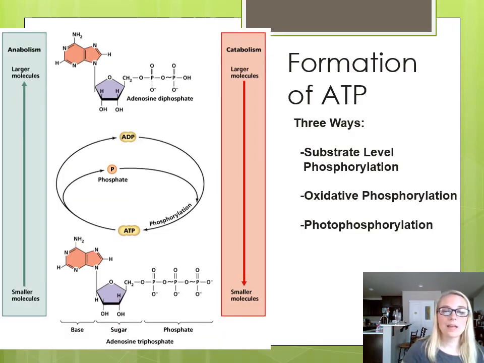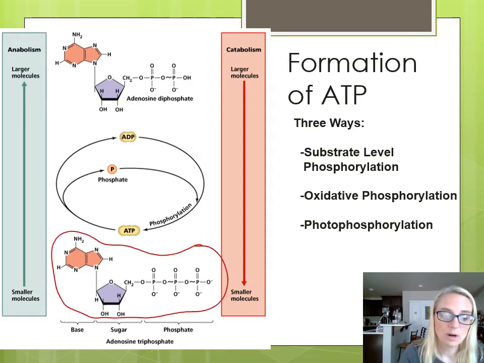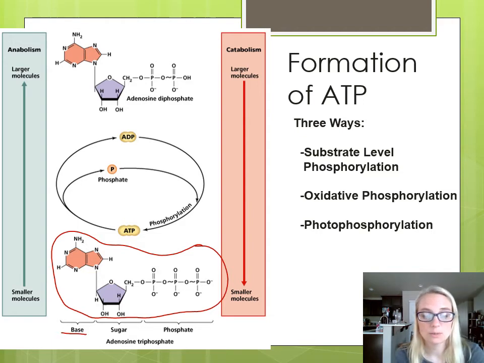Okay, and then lastly, our understanding of ATP. Hopefully, again, you should have some of this as prior knowledge. When we have adenosine triphosphate, that's this guy right here. It is made up of 3 parts: the nitrogenous base, the sugar, and 3 phosphate groups. And you might say, well, that looks a lot like a nucleotide. Well, it sure does, because that's basically what it is.